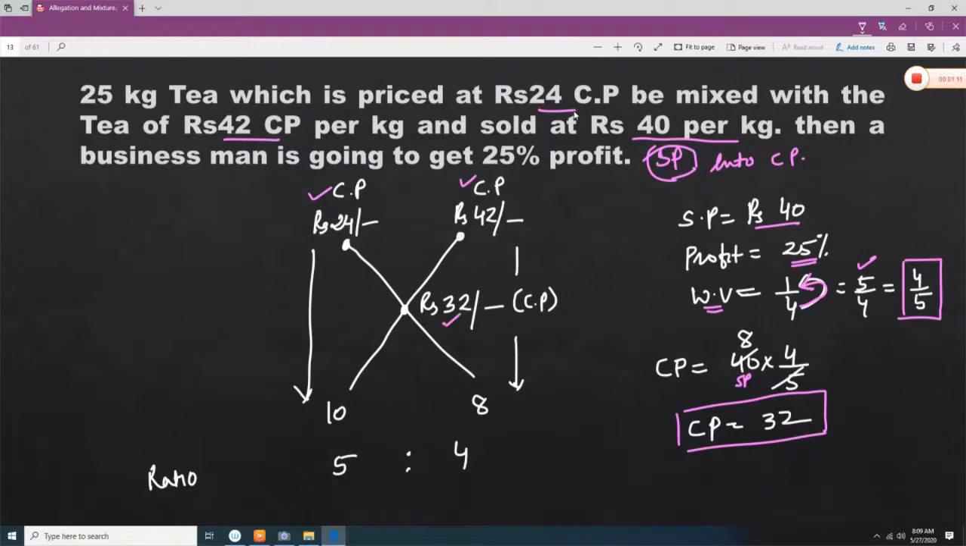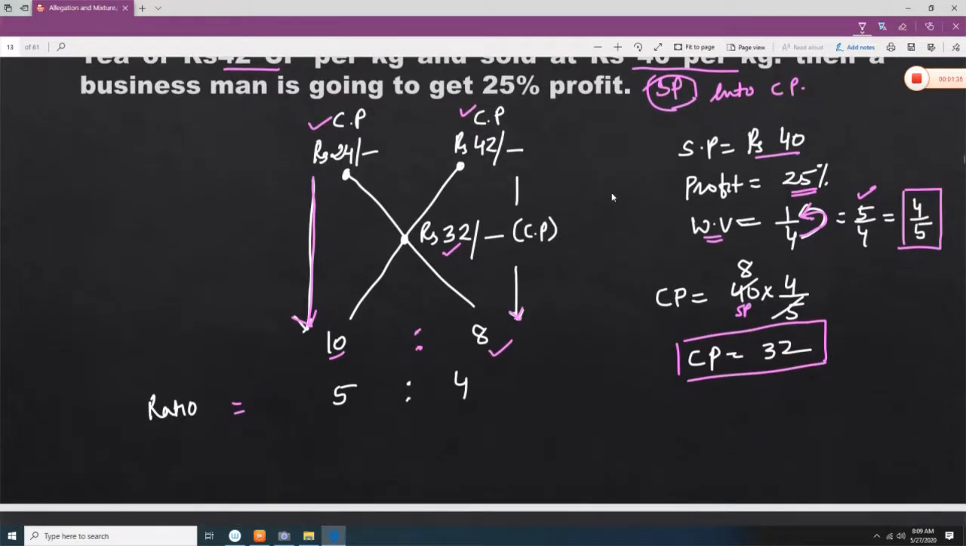That 32 we are going to write down here, and 24 minus 32 is 8 and 42 minus 32 is 10. Now you have to look at this. This is 10 and this is 8. So 10 is to 8. We can rewrite the ratio: 10 is to 8 is equal to 5 is to 4. It means you have to take 5 kg of this particular item, and of this item at this price you have to take 4 kg.